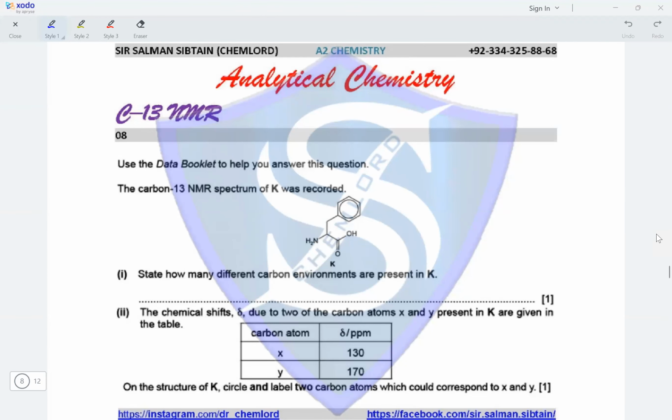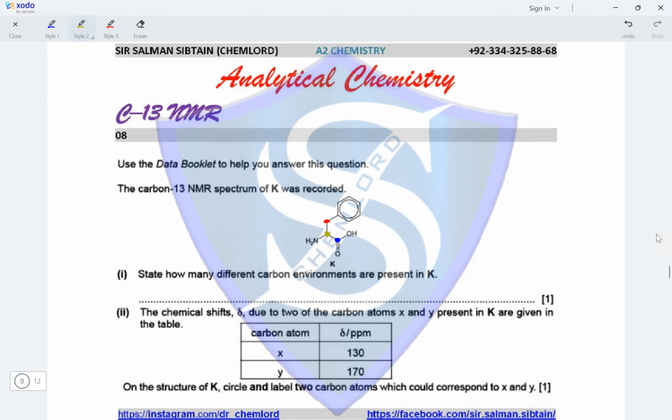Question 8. Use of the data booklet to help you answer this question. The carbon-13 NMR spectrum of K was recorded. The structure of K is shown. State how many different carbon environments are present in K. So we start off with the carboxyl carbon. So this will be one environment. The carbon next to it would be the second environment. The carbon next to that would be the third environment.